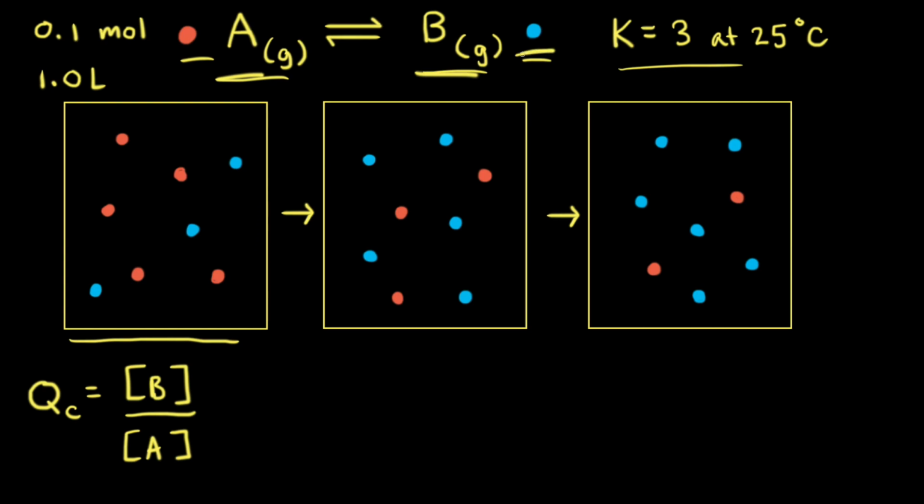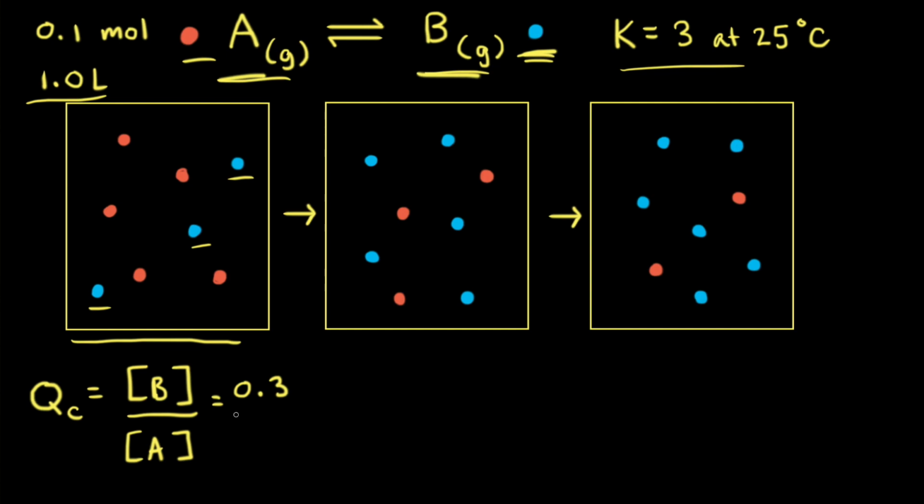B are the blue spheres, so we count up 1, 2, 3 blue spheres. Each particle represents 0.1 moles, so 3 times 0.1 is 0.3. And then we divide that by the volume of 1 liter to get a concentration of 0.3 molar. So we can go ahead and plug in 0.3 molar for the concentration of B.